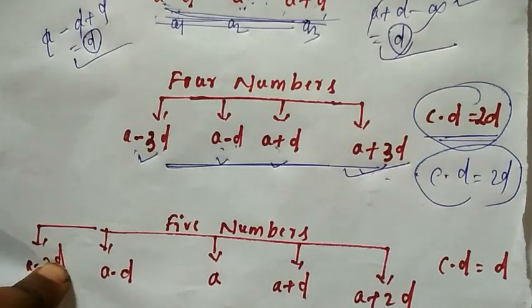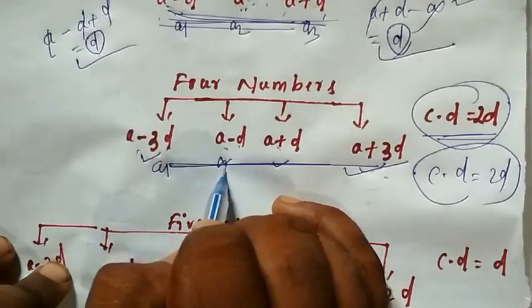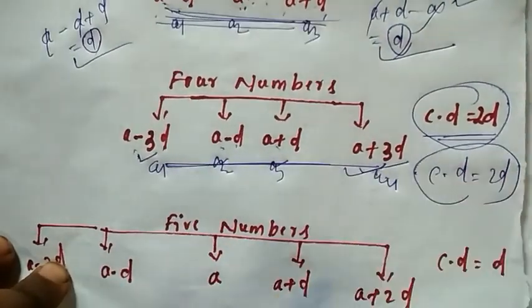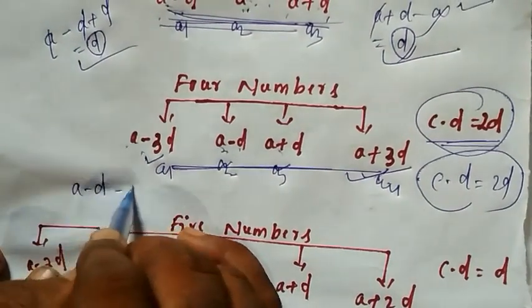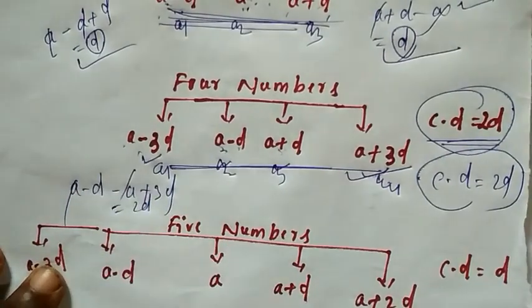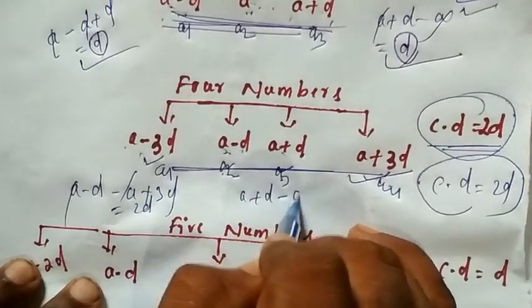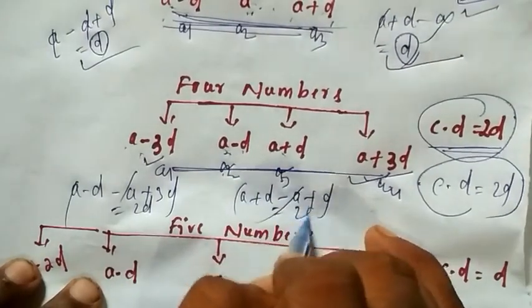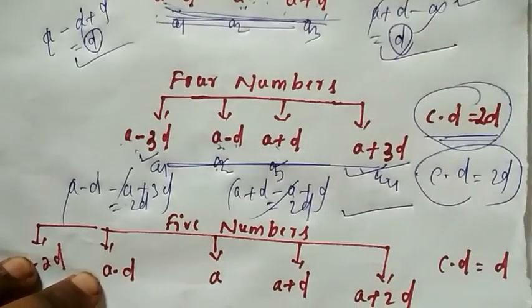Common difference will be how much? 2D. How? Subtract. This is A1, A2, A3, A4. A2 minus A1, if you subtract, what do you get? A minus D minus A plus 3D. A cancels, you are getting 2D, no? Similarly, A3 minus A2: A plus D minus A plus D, you are getting 2D also, no? So the common difference is the same.